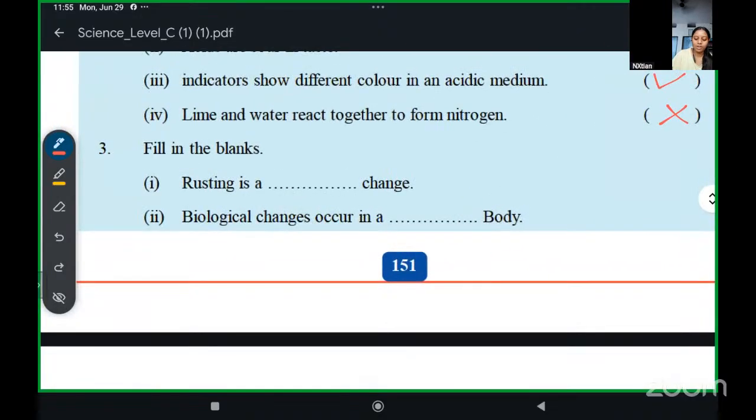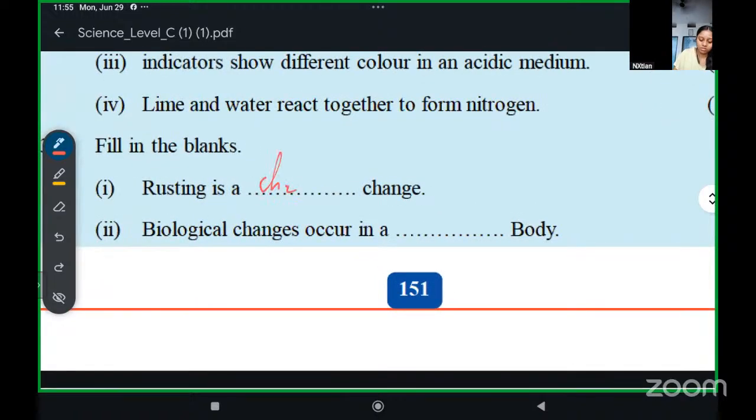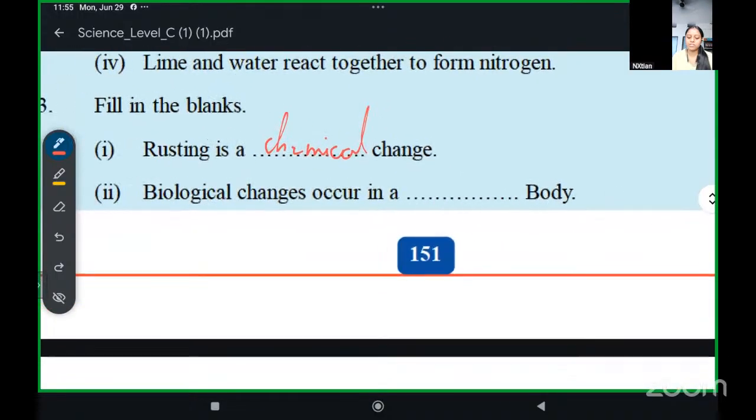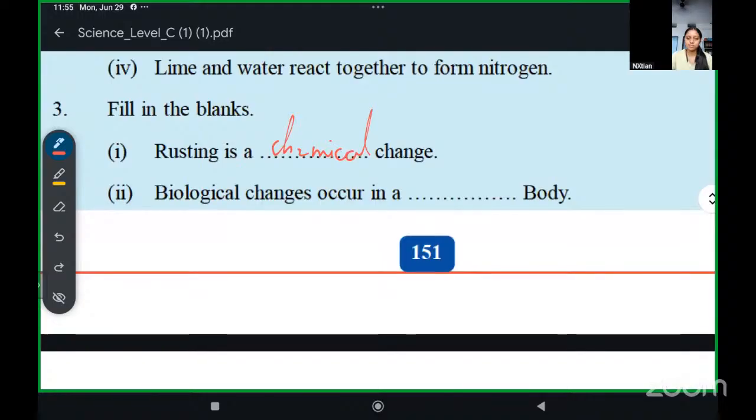Rusting is a dash change. Any answers? Rusting is what type of change? Ma'am, slow change. Slow change, yes, or a chemical change also. Okay, more of a chemical change. Biological changes occur in a dash body. Human body, yes, or a living body. It can also be a living body.